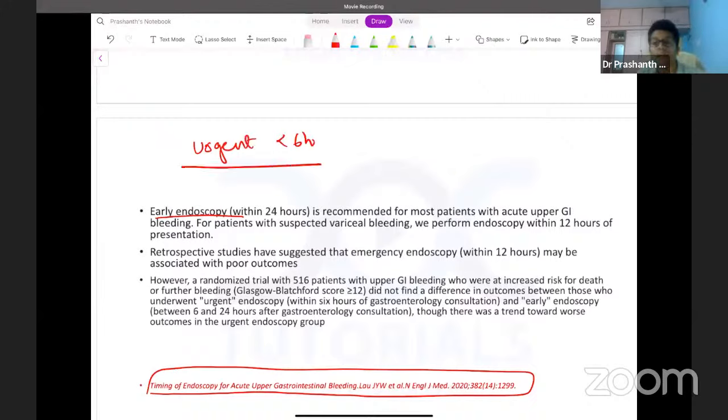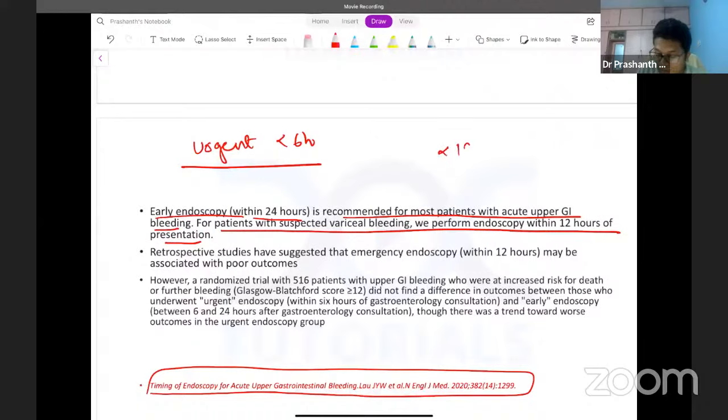It's been shown that early endoscopy done within 24 hours is recommended for most patients with acute GI bleed. However, for patients with variceal bleeding, endoscopy is usually performed at or within 12 hours. So variceal is at or within 12 hours, or if they don't give you data on that and you are suspecting another form of bleed, you should do it within 24 hours. Okay, so within 24 hours.